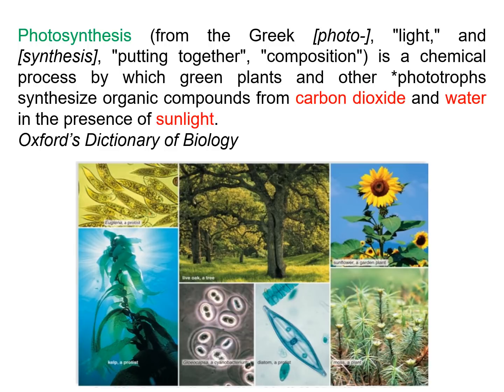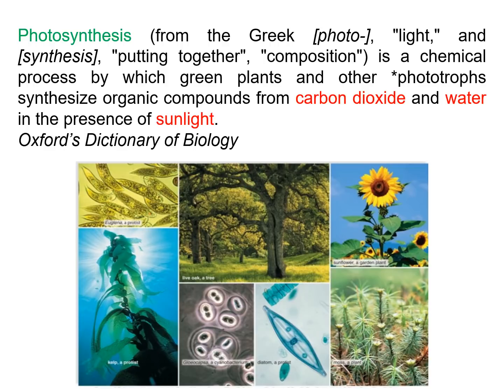Let's look at the definition of photosynthesis once again. According to the Oxford Dictionary of Biology, photosynthesis can be determined as a chemical process by which green plants and other phototrophs synthesize organic compounds from carbon dioxide and water in the presence of sunlight. There are three terms highlighted here: carbon dioxide, water, and sunlight.